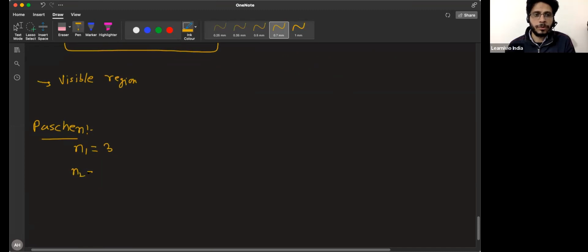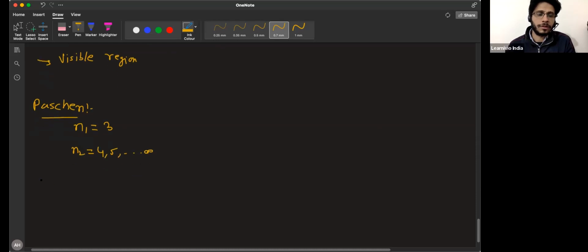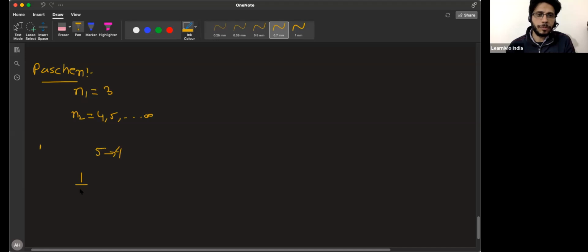So your N2 could be 4, it could be 5 or up to infinity. If I take the first line, the first transition is 4 to 5. So Fatma, this will correspond, not 4 to 5, but 5 to 4. This will correspond to minimum wavelength or maximum wavelength? First transition, 5 to 4. Yes, Fatma, this time wavelength will be minimum or maximum?